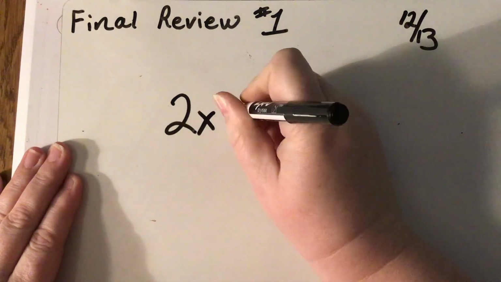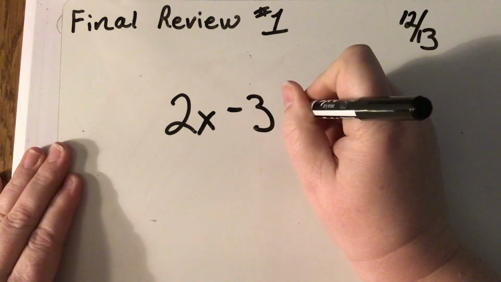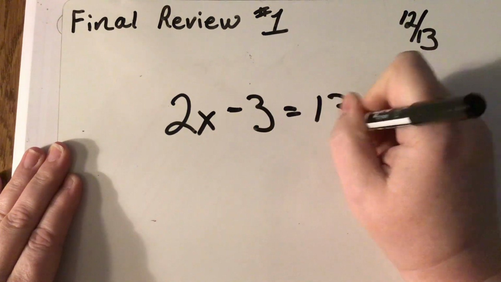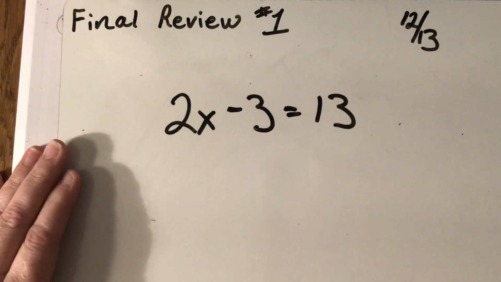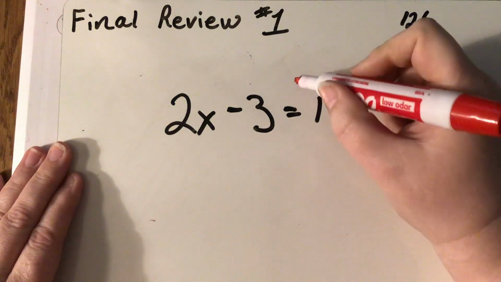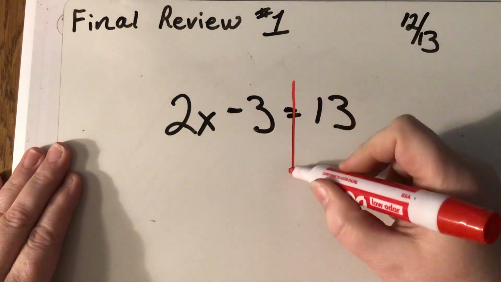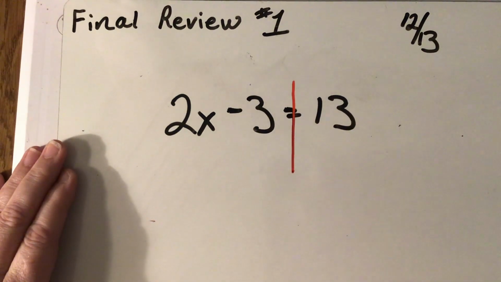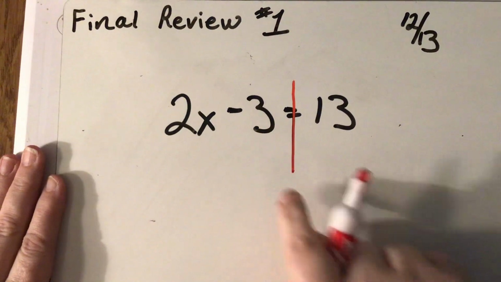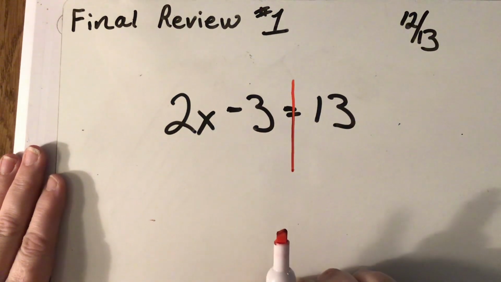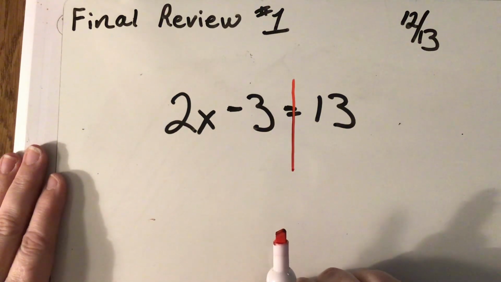2x minus 3 equals 13. Trust me on this, guys. Draw your line. Your line is wherever the equal sign is. That way you don't get confused about what one side and the other is. Okay, so we have minus 3. What is the opposite of minus 3?